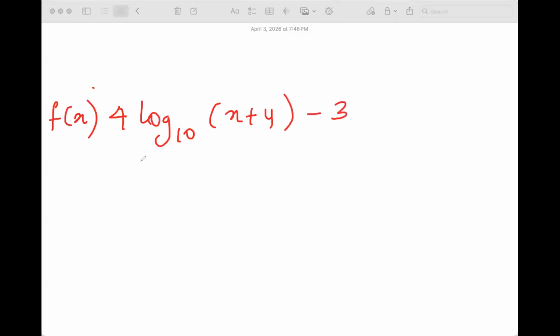How about this? Tell me what is the asymptote for this. 4 log 10 x plus 4 minus 3. This is my logarithmic function. Please tell me what is the asymptote and the domain. That you can message me, please. What is the vertical asymptote and the domain? Not a hard one. Both are easy as soon as you see this, but if you are not able to, let me know, then we can discuss.